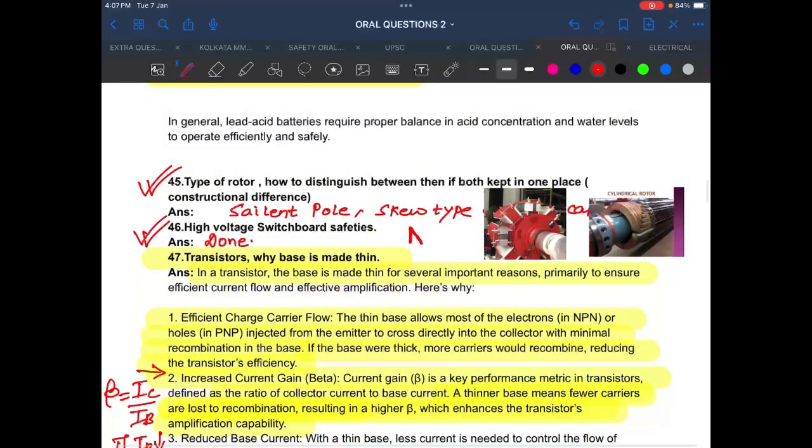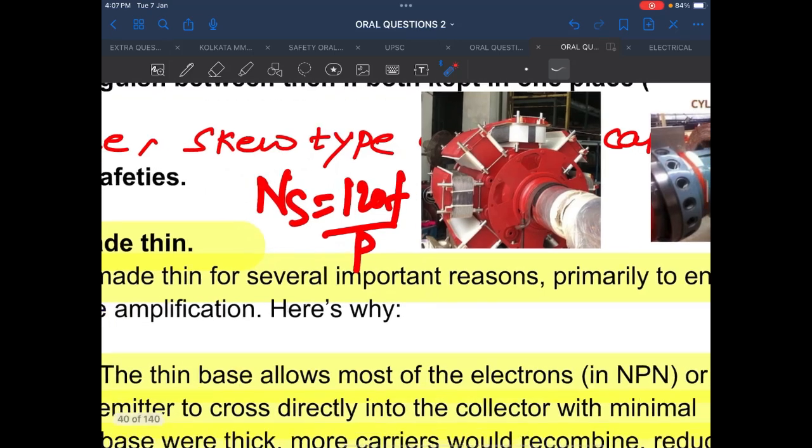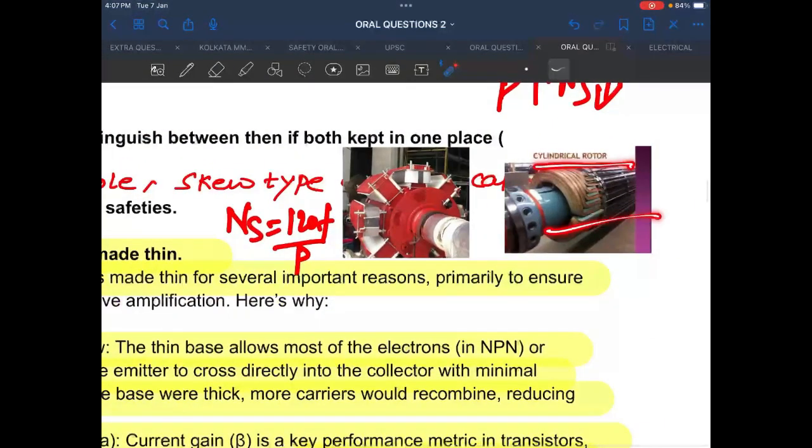You already know Ns is equal to 120 f by P. If P increases, your speed will decrease. So we are using a large number of poles for the salient pole rotor. Here you see 1 pole, 2 pole, 3 pole, 5 pole, 6 pole, 7 pole, 8 pole, 9 pole, like this. So many poles are there. Depending upon the poles we adjust the speed, and cylindrical rotors are used for fast motors. Where we want high speed motors, at that time we are using cylindrical rotors.